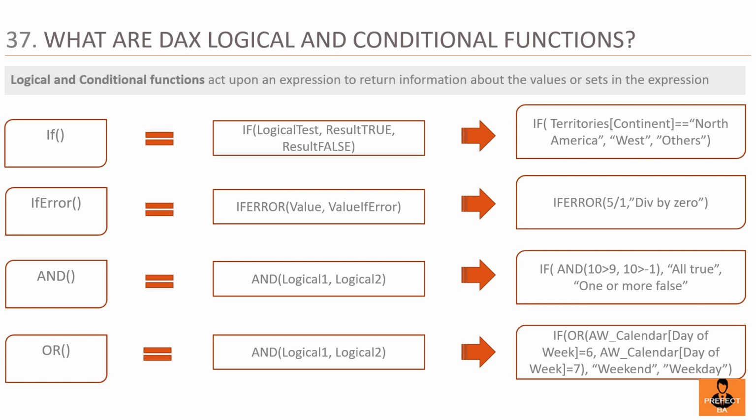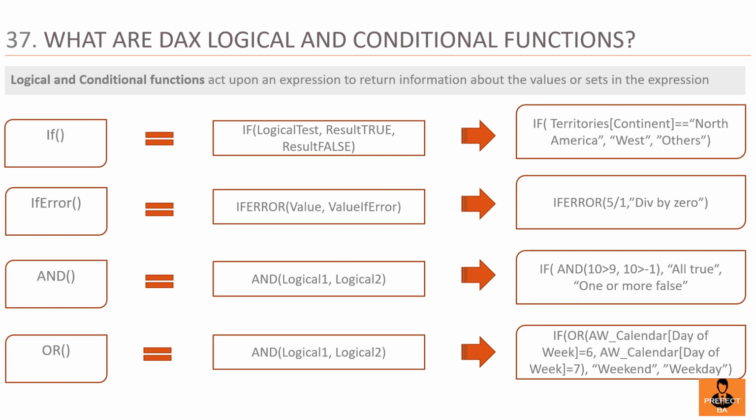Second one, IFERROR function. Evaluates an expression and returns a specified value if the expression returns an error, otherwise the expression itself. In the example, the output returns 5. Third one, AND function. Checks whether both the arguments are true and returns true if both arguments are true, otherwise returns false. In the example, it will return all true as all the conditions given are true.